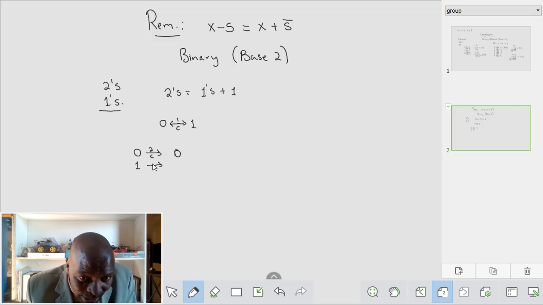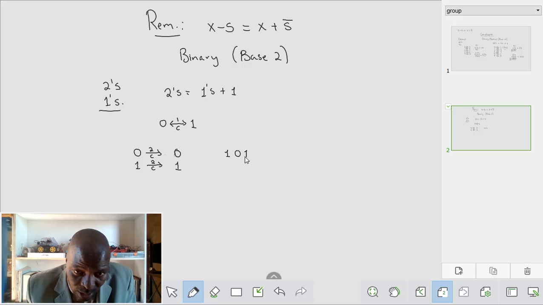1's complement of 1 was a 0. 2's complement of 1 is 0 plus 1, which is a 1. Okay, so what does this mean? Let's take a longer number. Let's say we have 1 0 1.